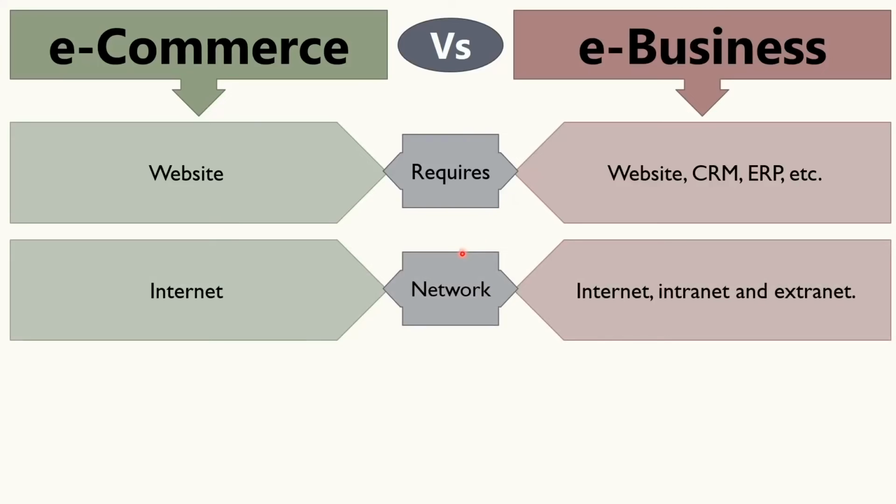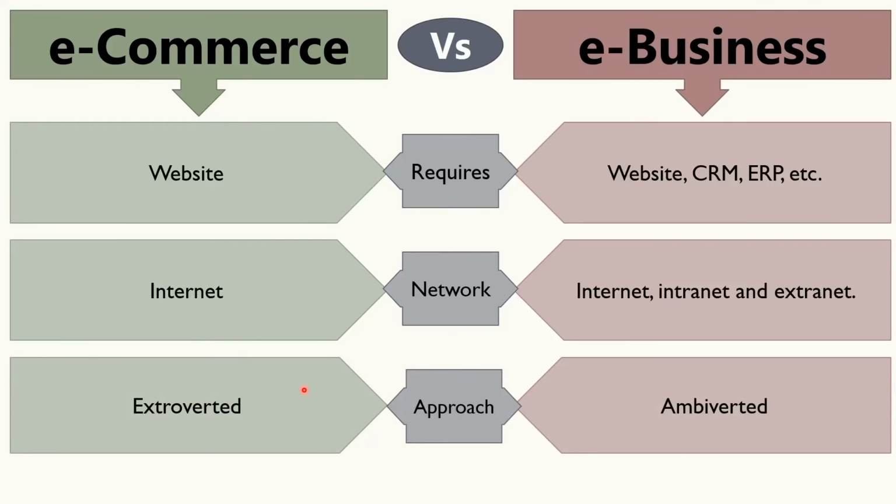When it comes down to network, e-commerce requires the internet to connect the company with the rest of the world, as against e-business, which requires networks like internet, intranet, and extranet. Lastly, e-commerce has an extroverted approach as it deals with external parties only like customers, suppliers, and distributors. On the contrary, the approach of e-business is ambiverted because it deals with internal parties such as employees along with external parties such as customers, suppliers, distributors, creditors, and so forth.